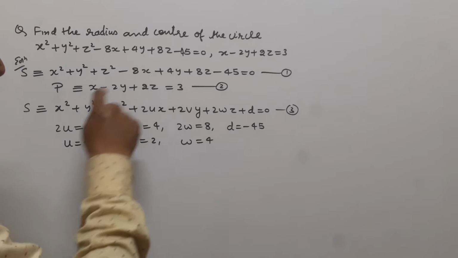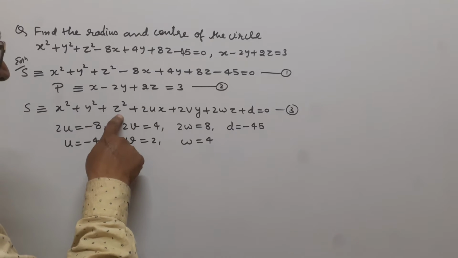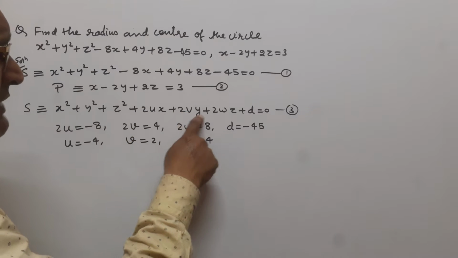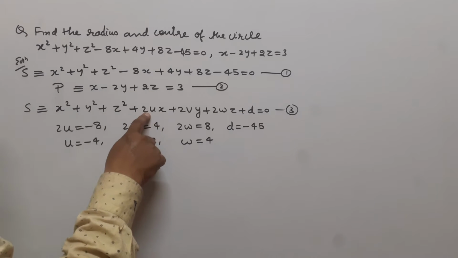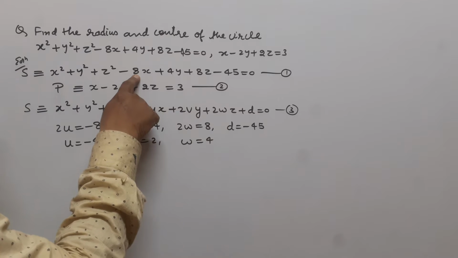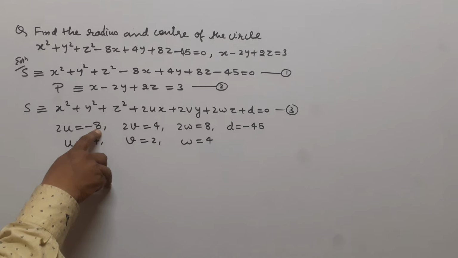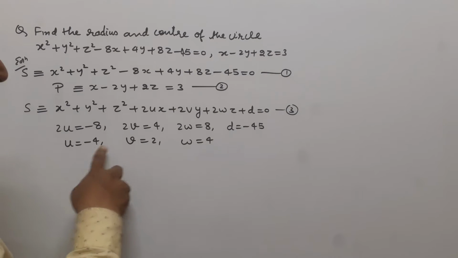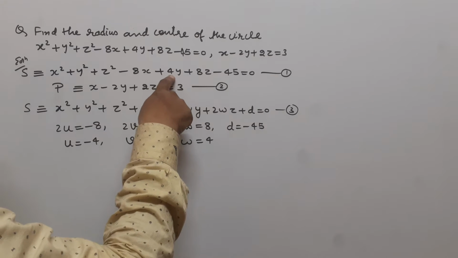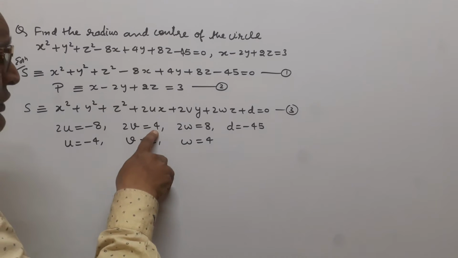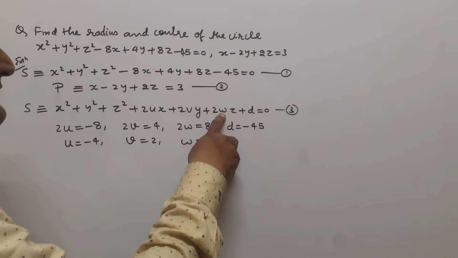First we compare this equation by the general equation of a sphere, which is x square plus y square plus z square plus 2ux plus 2vy plus 2wz plus d is equal to 0. We can see here coefficient of x is 2u and in the given equation of a sphere coefficient of x is minus 8. So 2u is equal to minus 8. So we get u is equal to minus 4. Similarly, here the coefficient of y is 2v and here the coefficient of y is 4. So 2v is equal to 4. We divide this by 2. We get v is equal to 2. Here the coefficient of z is 2w.